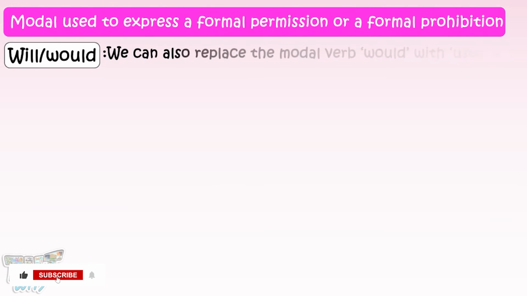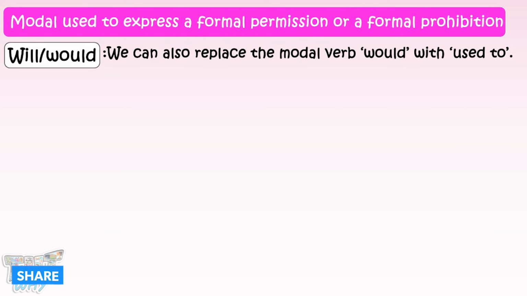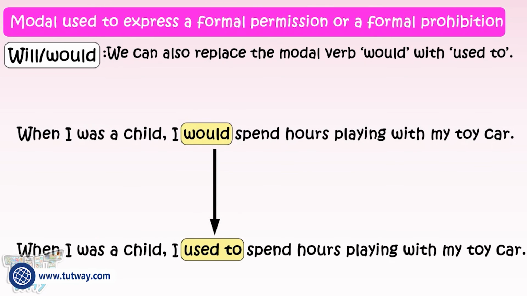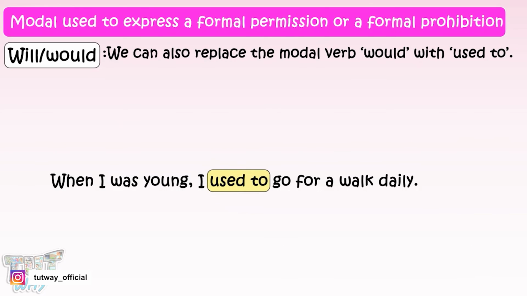We can also replace the modal verb would with used to. Like, he was not used to eating vegetables when he was a kid. He loves them now. When I was a child, I used to spend hours playing with my toy car. When I was young, I used to go for a walk daily. So we can use the modal verb would with used to interchangeably.